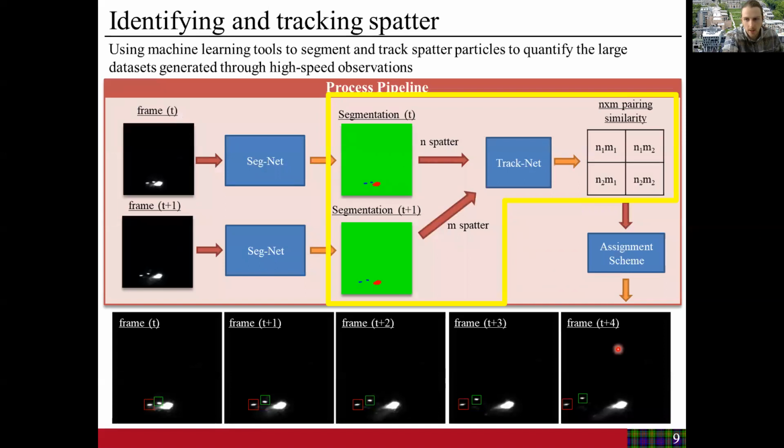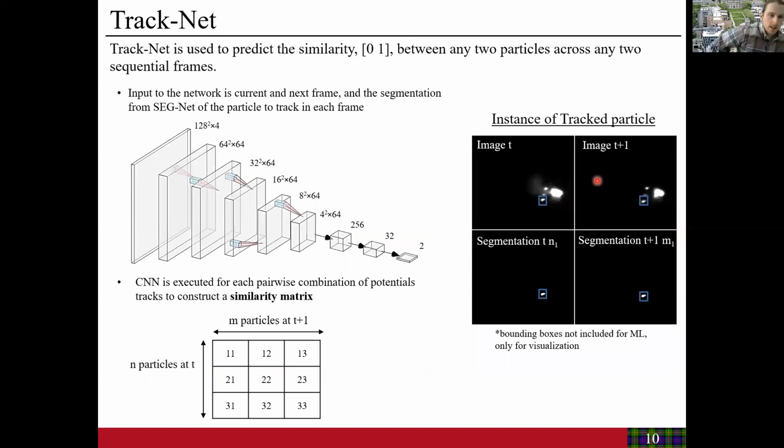Next, we'll talk about TrackNet, and that's where this falls in our processing pipeline. This takes in the segmentation maps, and then produces the similarity values we need. TrackNet is used to predict the similarity value between 0 and 1 between any 2 particles across any 2 sequential frames. The input to the network is the current and next optical image frame, as well as the segmentation maps from SegNet of only the particles that we want to track. An instance of what is input here is shown on the right.